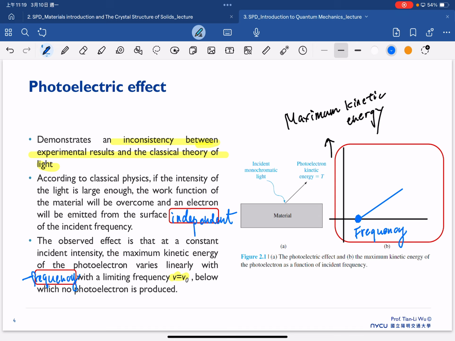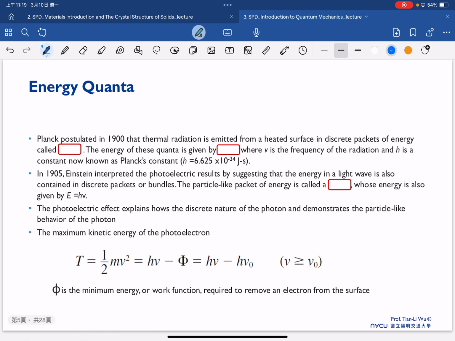So this is just a reminder of what we have learned about the photoelectric effect. If you are not familiar, you can go back and check the modern physics, but it is fine. It's not super important for what we're going to discuss later. It's just some physics to understand the carriers, and also the concept of the energy quantum.